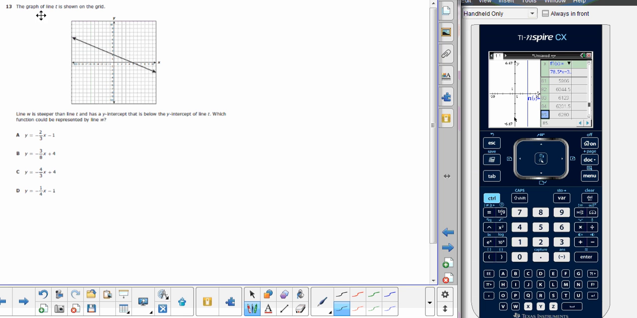So they said the graph of line T is shown in the grid. So guess what? This is line T. They call it line T. That's the name of this line, T. Line W is steeper than line T. So line W is another line. So we have two lines. So what we know about line W is that it's steeper than line T and has a y-intercept that's below the y-intercept of line T. Which function could be line W?